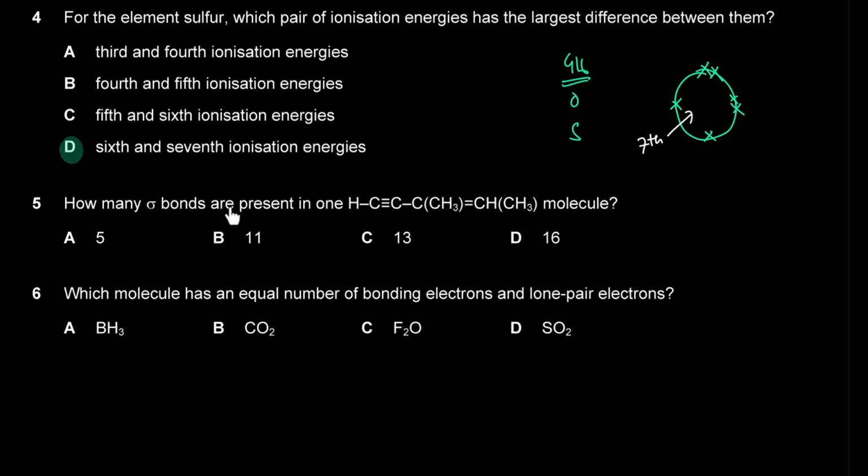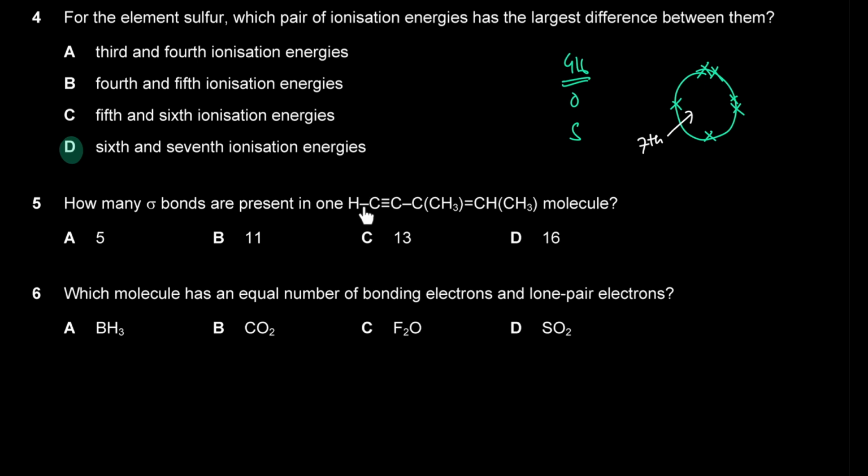How many sigma bonds are present in one of these molecules? Now remember, any single bond will be a sigma bond, right? And when we talk about double or triple bonds, there's only one sigma bond, whereas every additional bond is a pi bond. So this triple bond, there's one sigma and then 2 pi bonds, right? And the double bond, we have one sigma and 1 pi bond. So again, there'll always be only one sigma bond between these atoms.